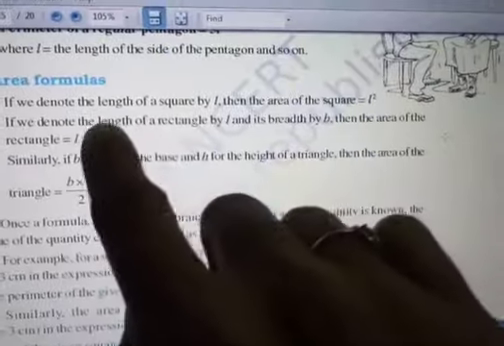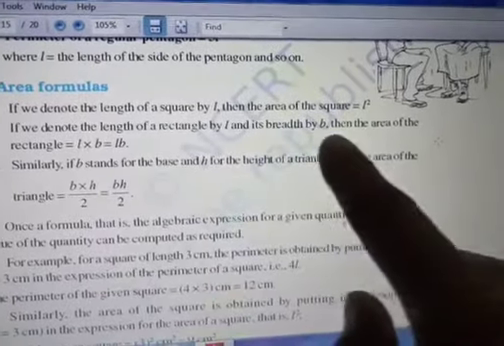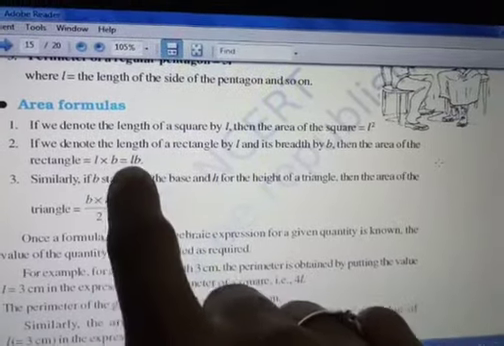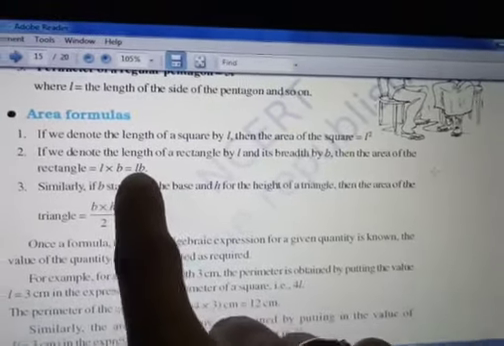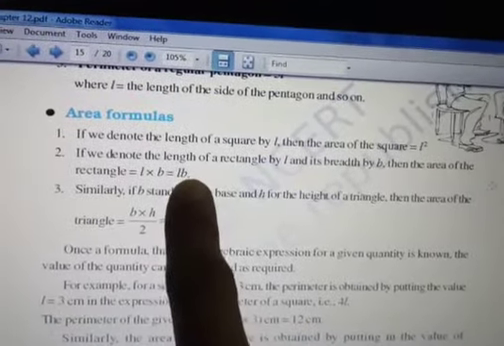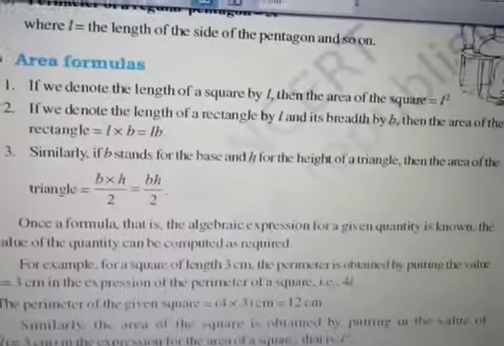Next, area of the rectangle. What is the area of a rectangle? L into B, LB. Anything you can write. LB is nothing but a variable expression. Here L is a variable, B is also a variable. So this gives you an expression.